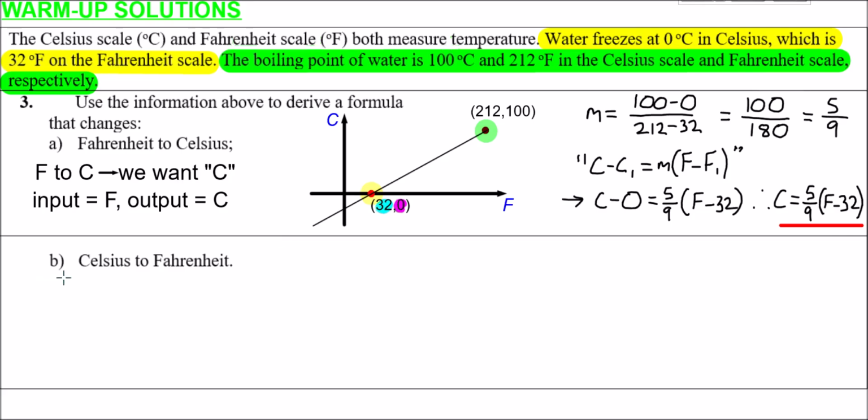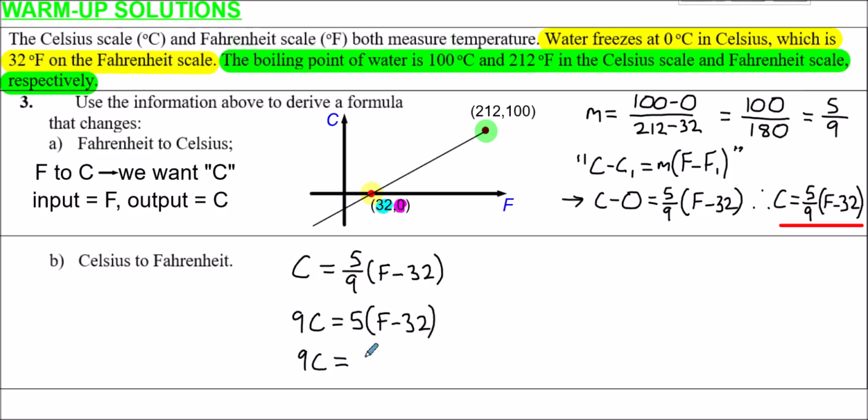Now for part B, from Celsius to Fahrenheit, you could do the same thing and change the axes and rearrange, but what I'm going to suggest we do is take the result from part A and manipulate this to make F the subject. We had C equals 5/9 brackets F minus 32. If we multiply both sides by 9, we get 9C equals 5 brackets F minus 32. If we expand this out, we get 9C equals 5F minus 160.